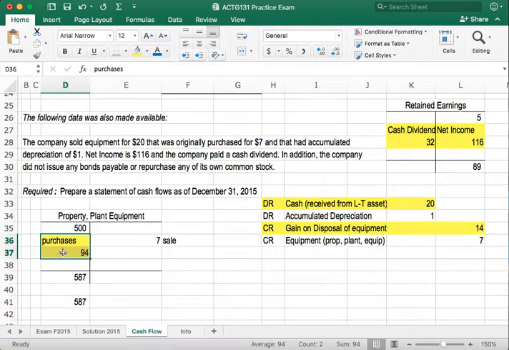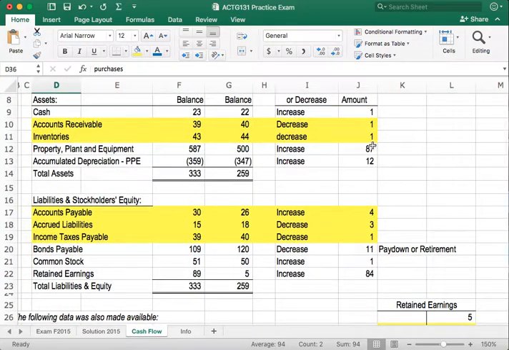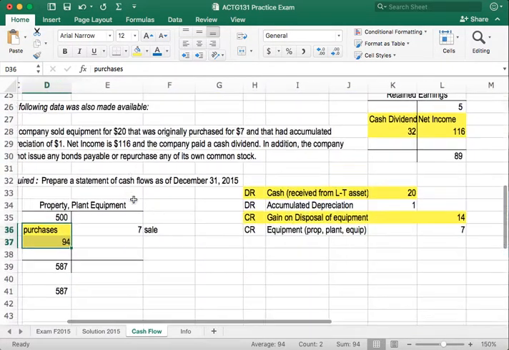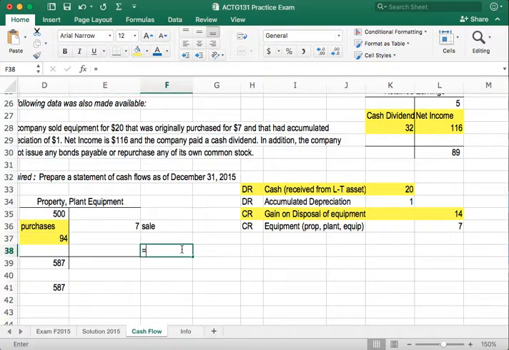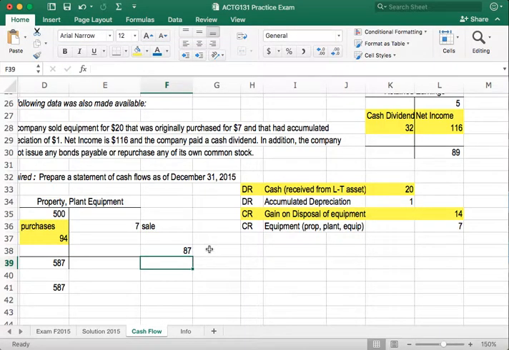And the difference between the 94 and the 7 will equal the increase that we saw on the balance sheet. So let me do that real quick to prove that. Less the 7. That's the increase that we saw. But behind that number are these two different situations. An increase of 94 for equipment and a decrease of 7 for the sale.